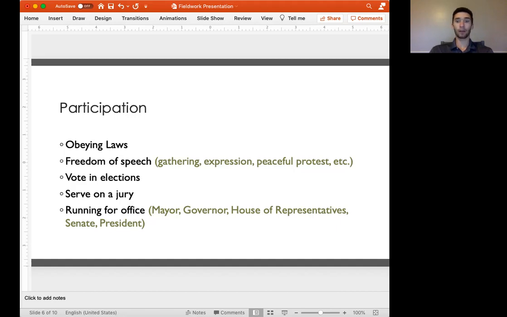And then lastly, running for office. If you ever want to run for mayor or governor or House of Representatives, Senate, president, and there's a giant list, that's like all the big name things that you can run for. But there's a ton of other committees and boards that you could run for. And that's how you can participate in government as well.